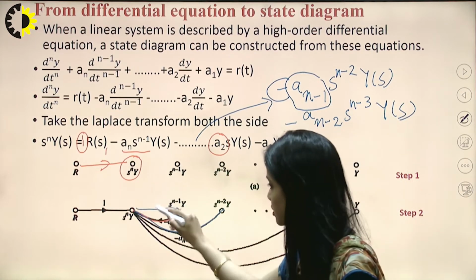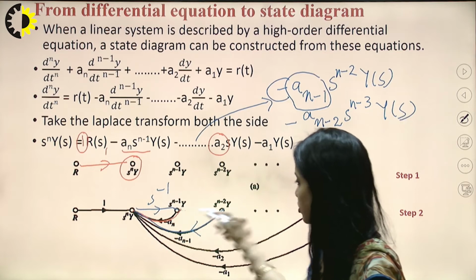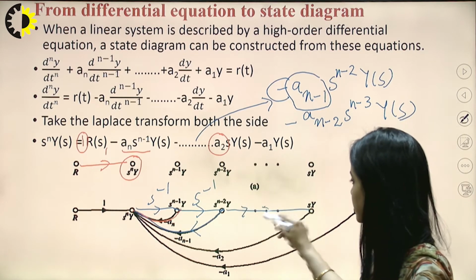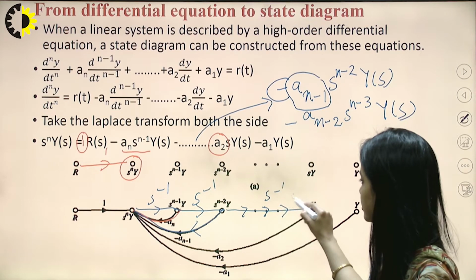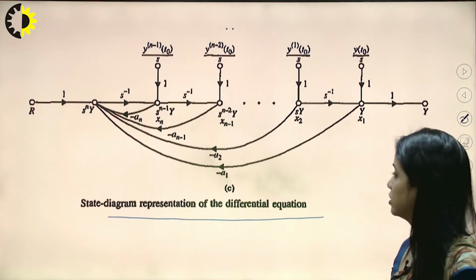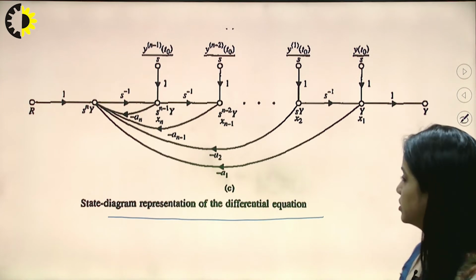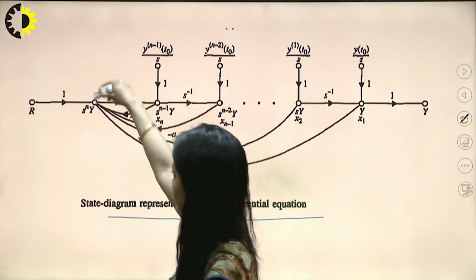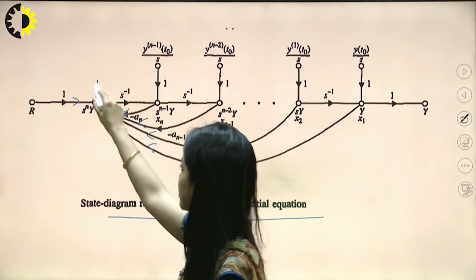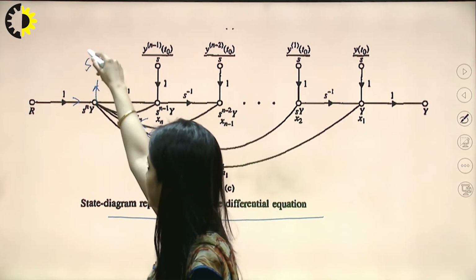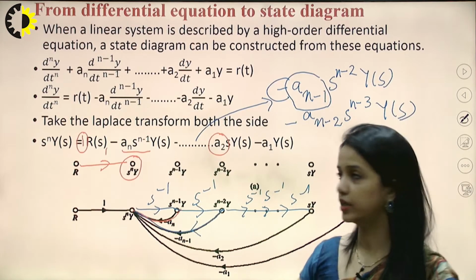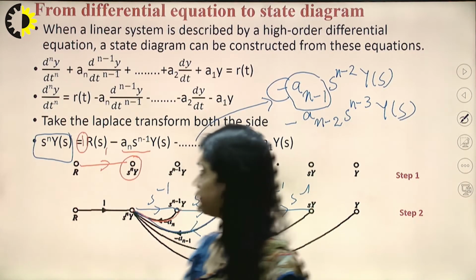So here it is an integrator. Here also we have an integrator. Here also we have n integrators. So this is the required diagram here. This is, if I take, these are the inputs, all the inputs, and this is the output, which is s raised to the power n Y of s.